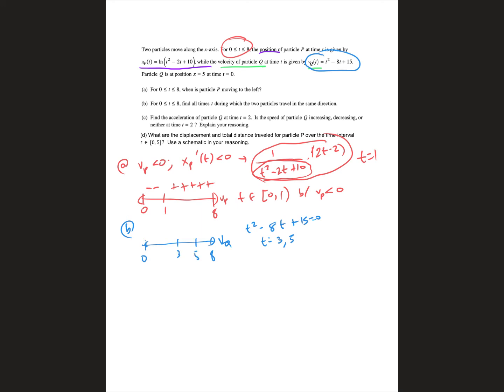So if I go and test the numbers that I have, positive here, and then between 3 and 5, I'm going to have negative, and then 5 and 8 is going to be positive. So it's traveling the same direction anytime these things have the same sign. So if you look at the two sign lines and contain them, those times would be between 1 and 3, and then again between 5 and 8. And that's because V of P and V of Q have the same sign.